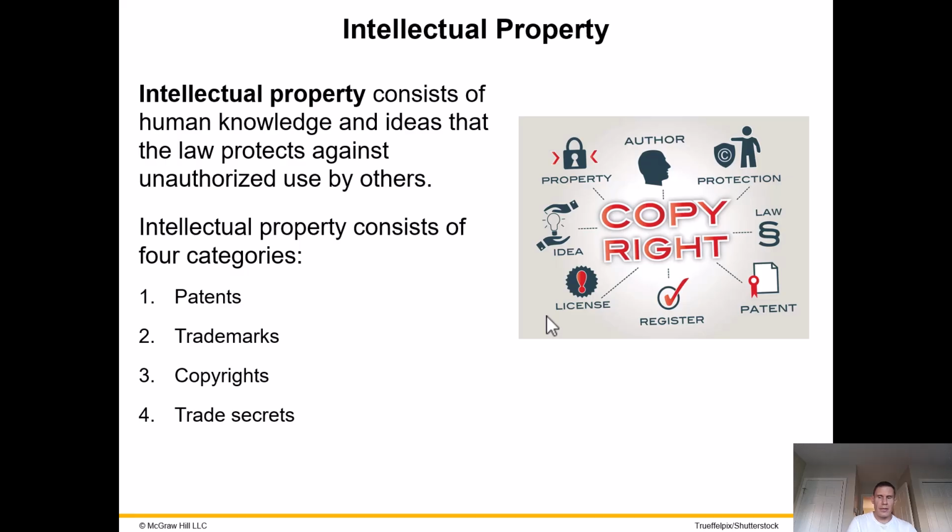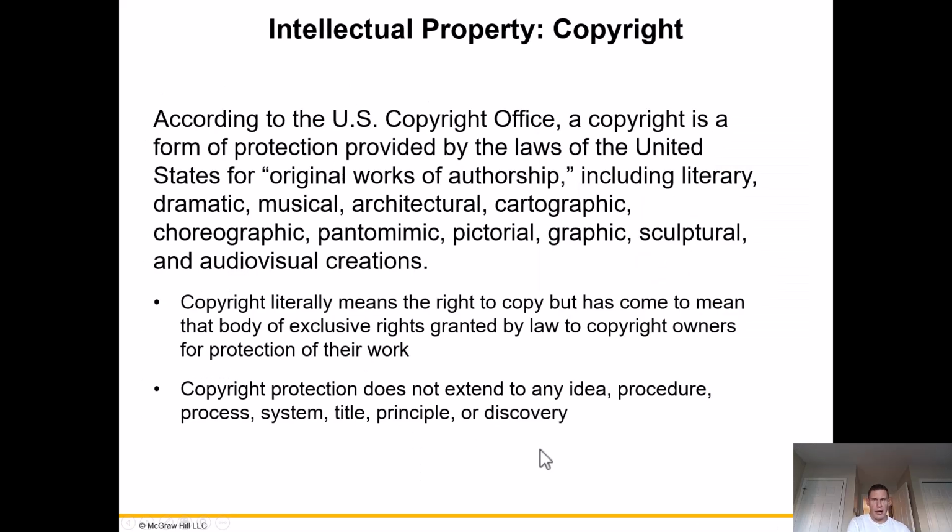First is patents. The second is trademarks. Number three is copyrights, and then number four is trade secrets. And we'll talk a little bit more about patents and trademarks.